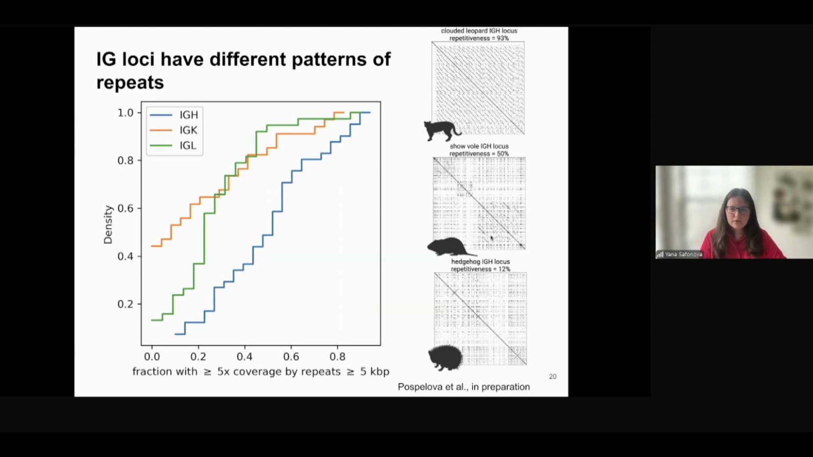Repetitiveness is not something that is always high. If we look at other species, for example, the snowball and the hedgehog, then we'll see that only a small fraction of the Ig loci are covered by repeats. And overall, the IgH locus is a place where the highest variance in repetitiveness is concentrated. IgK and IgL are much less repetitive, and T cell loci are usually not repetitive at all. So maybe there is something special about IgH connections with repetitiveness.